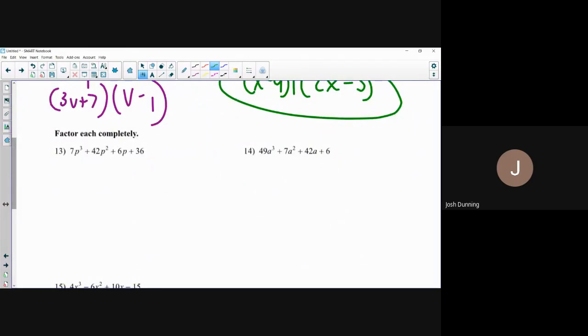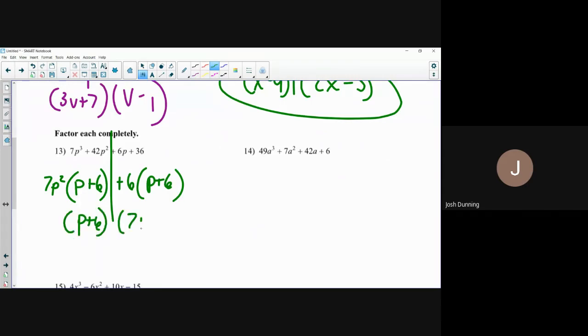Now you can get asked just to do that grouping part. So I'll split this down the middle. I can divide those both by 7p squared. 7 divided by 7 is 1. P cubed, take out p squared, you got p left. 42 divided by 7 is 6. On the right side, you can divide those by 6. Take p plus 6 out, and you got 7p squared plus 6 left over.